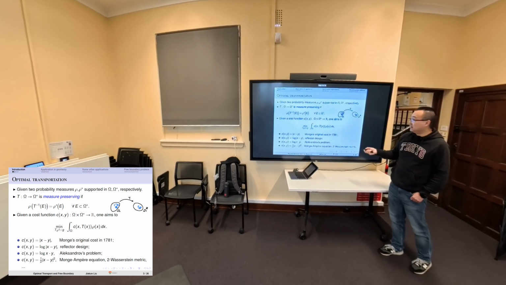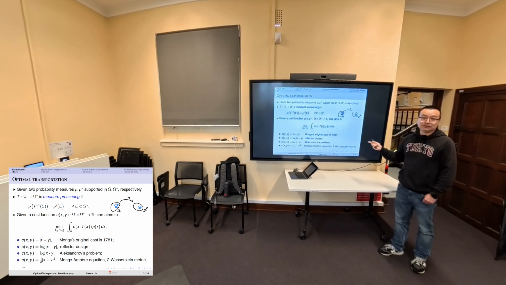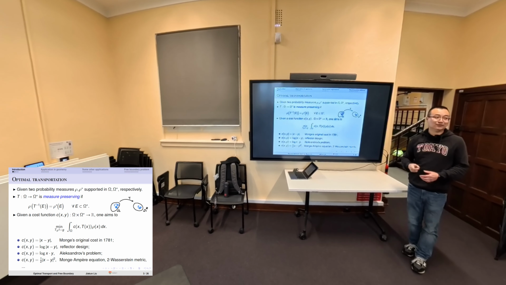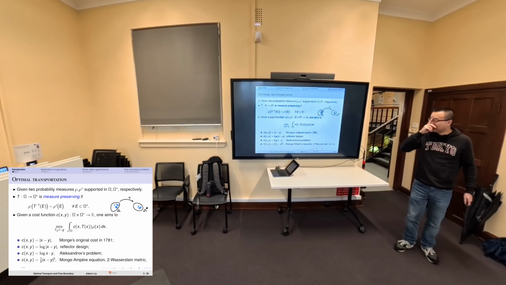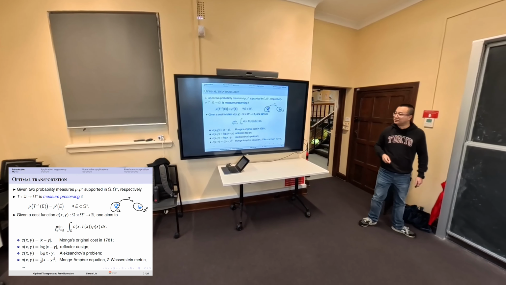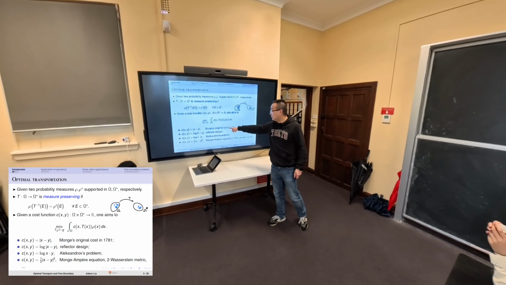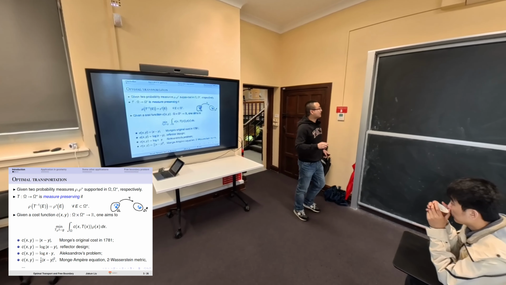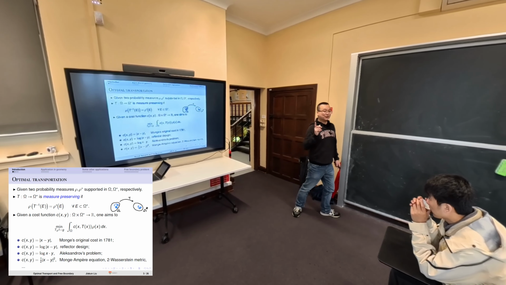The problem depends heavily on the cost function. Different cost functions give you different solutions. That's easy to understand. Let me give you a discrete case example. The first cost function, given by Monge in 1781, is |x minus y|, the Euclidean distance. However, it's pretty bad. I'll show you why it's bad.